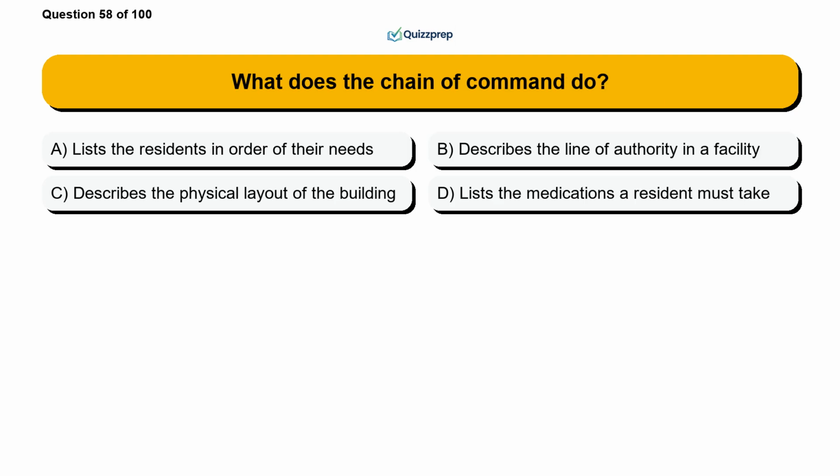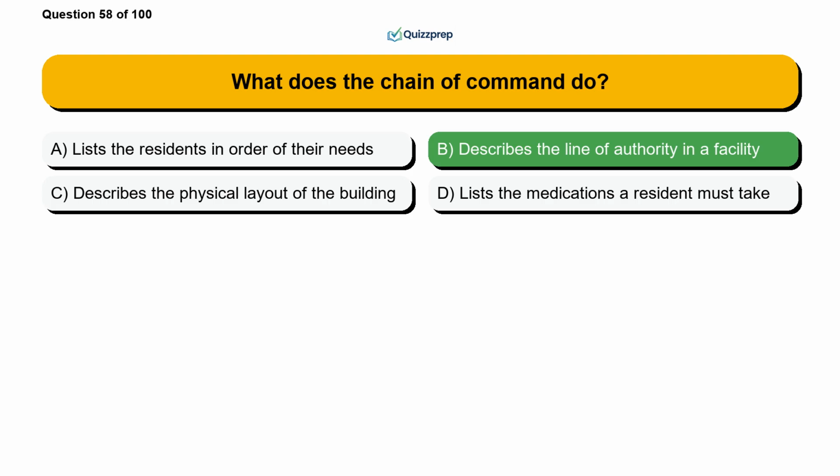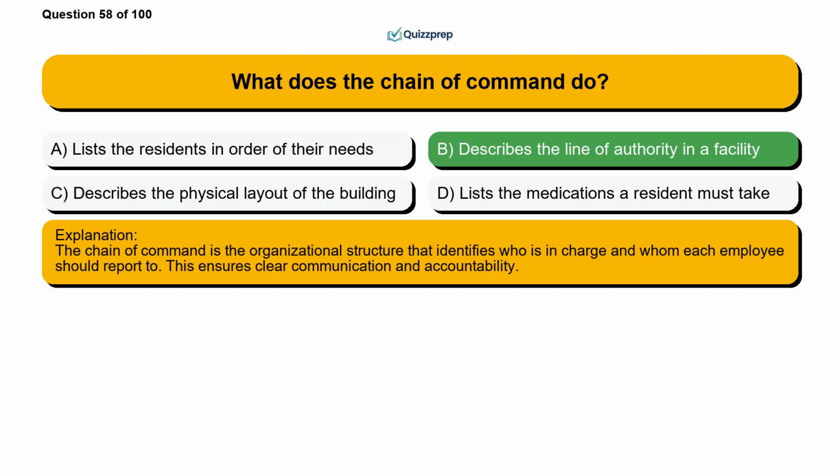Question 58. What does the chain of command do? Option A, lists the residents in order of their needs. Option B, describes the line of authority in a facility. Option C, describes the physical layout of the building. Option D, lists the medications a resident must take. The correct answer is option B, describes the line of authority in a facility. The chain of command is the organizational structure that identifies who is in charge and whom each employee should report to. This ensures clear communication and accountability.